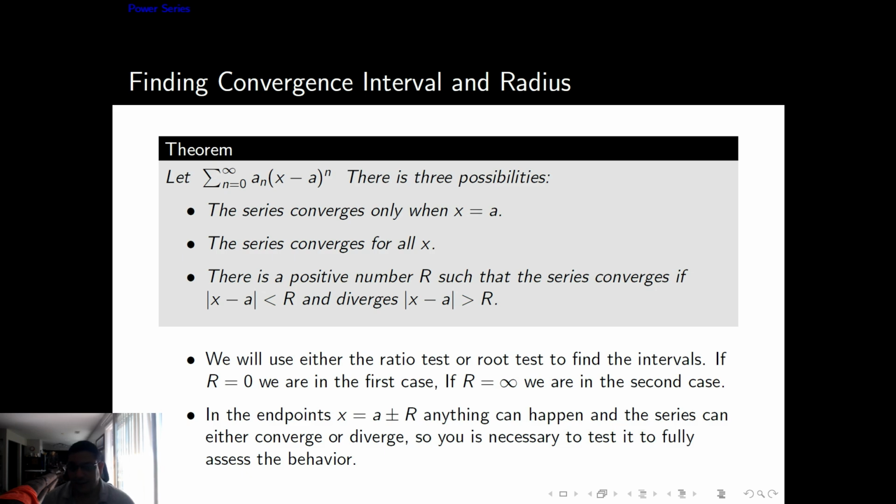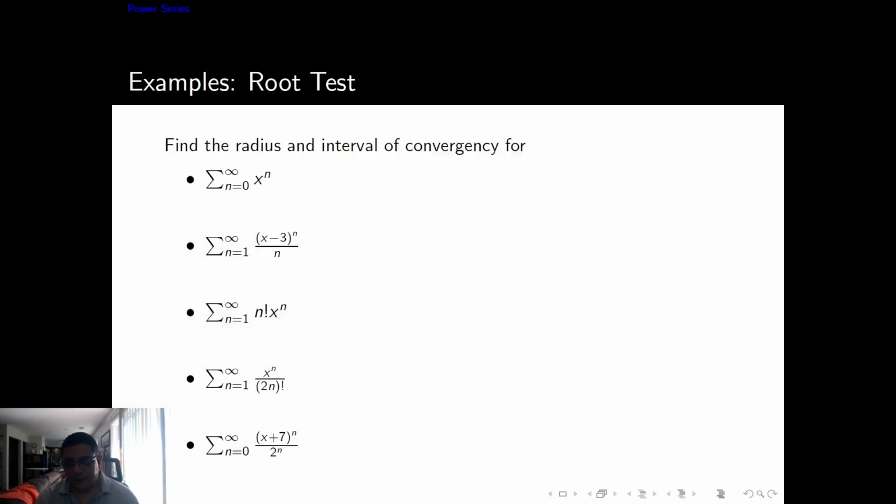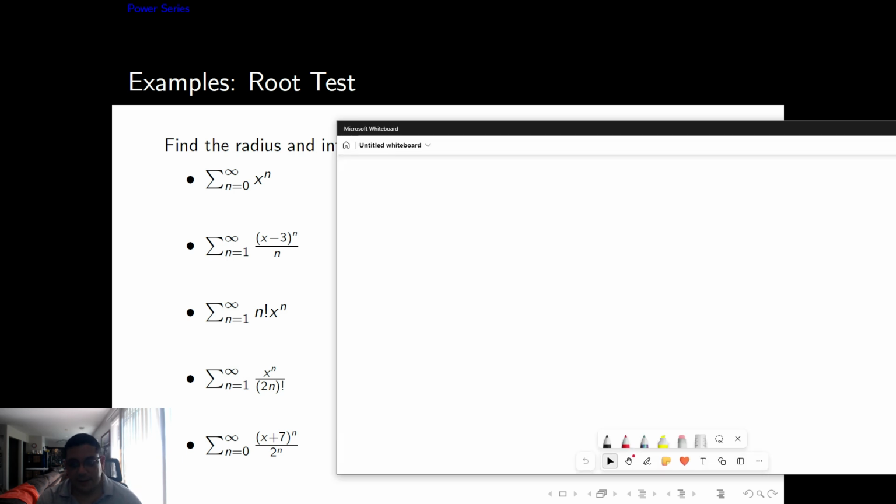So now let's check some examples of this. Now let's use the root test and the ratio test to find the interval and radius of convergence for the following series. The first one is simply the series of x to the n. So the way we're going to go about this, if we're using the ratio test, is a_(n+1) x to the n plus 1 over a_n x to the n.